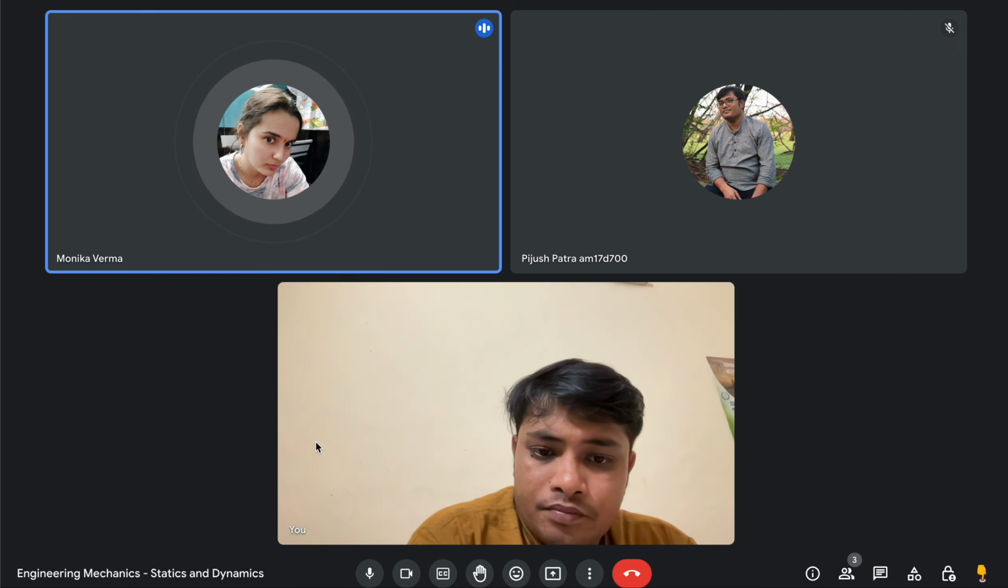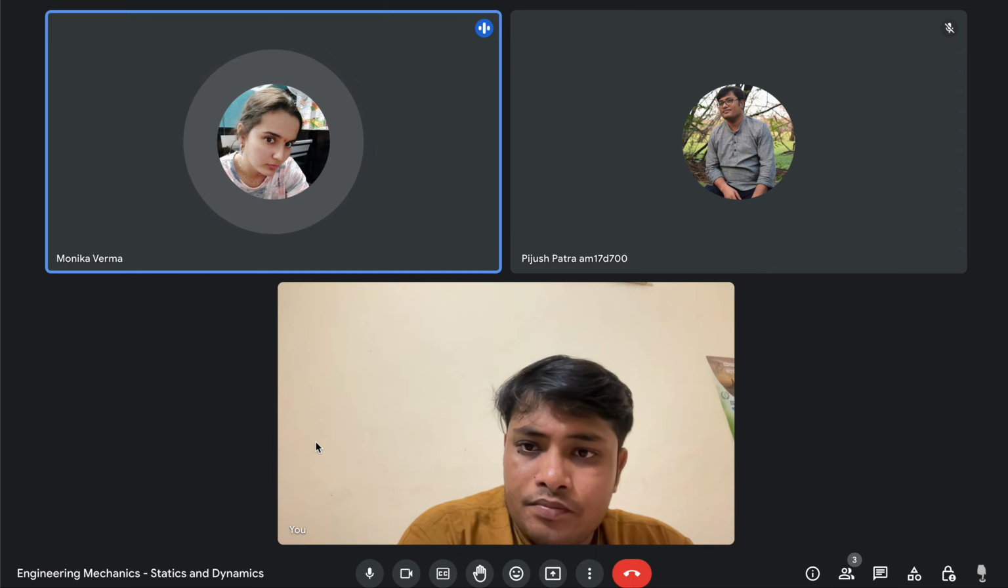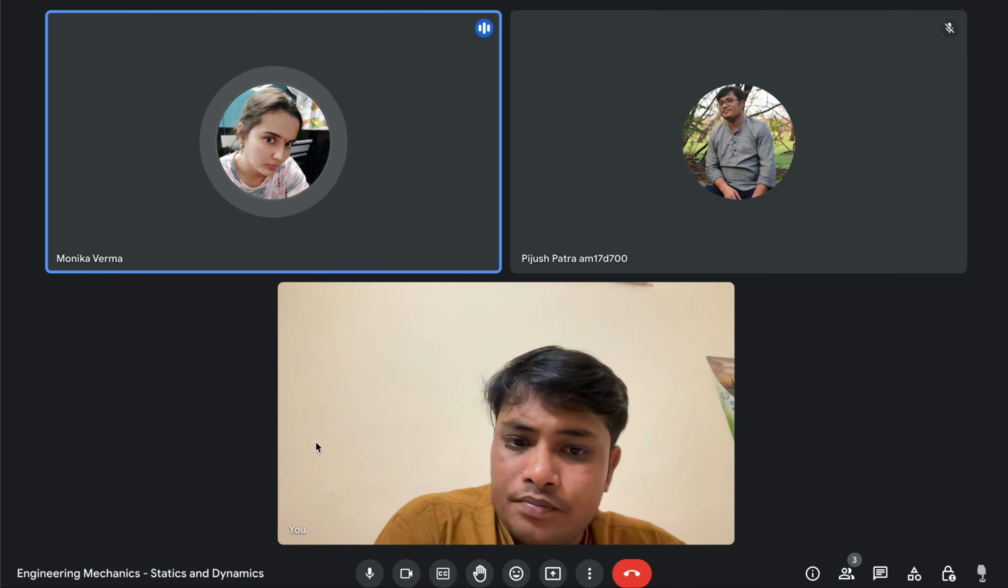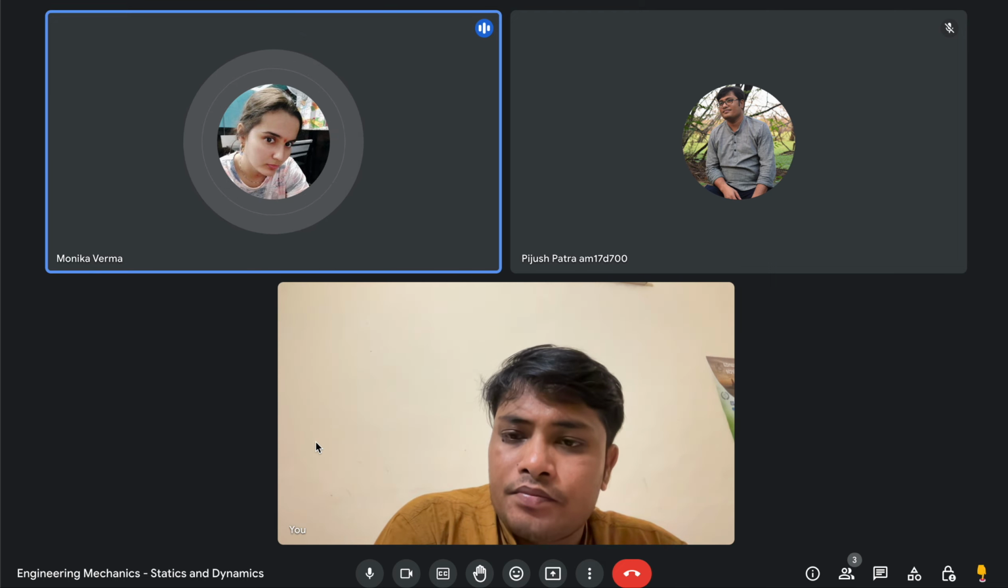coplanar forces and their resultant, for two forces. And the next one is for more than two forces, a non-concurrent system. And the third one is your trusses.